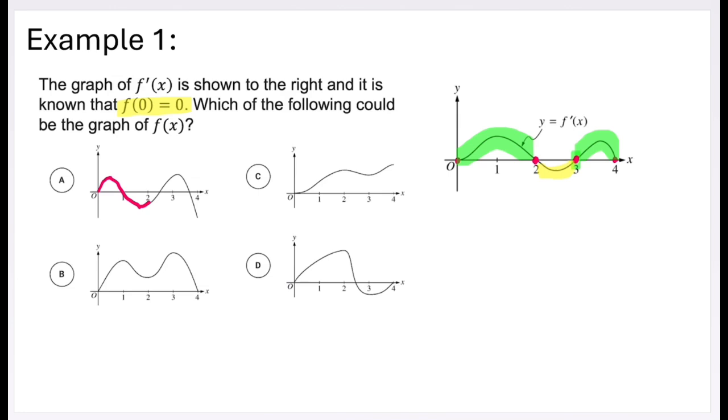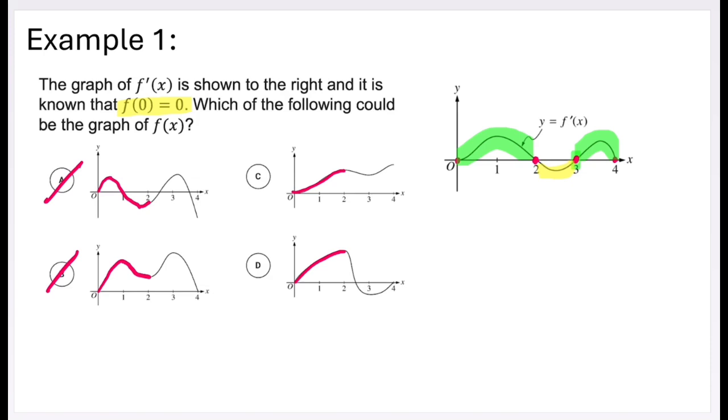Now, in B, we go up from 0 to 1, and then we come down from 0 to 2. So that one's not completely increasing all the way from 0 to 2 either. Now, this one does increase from 0 to 2, and so does C. C increases from 0 to 2. So we have C and D still in the running. We're going to rule A and B out.